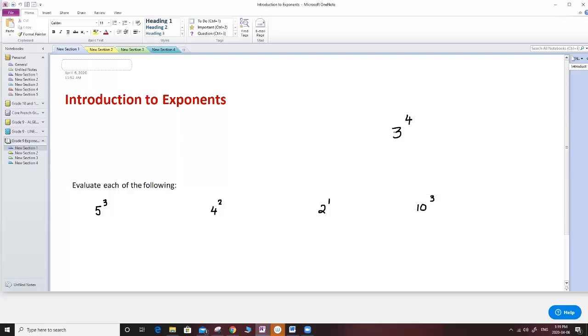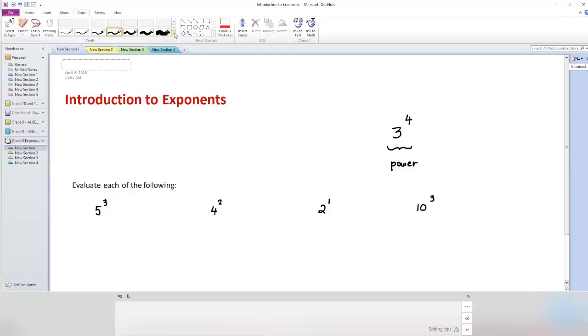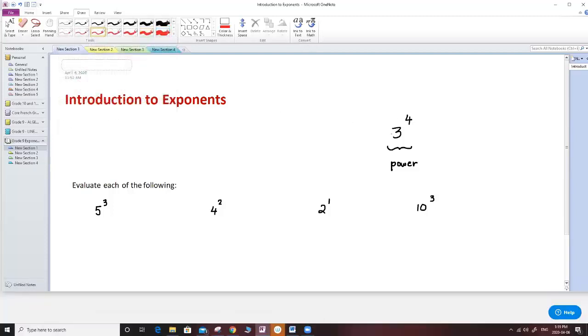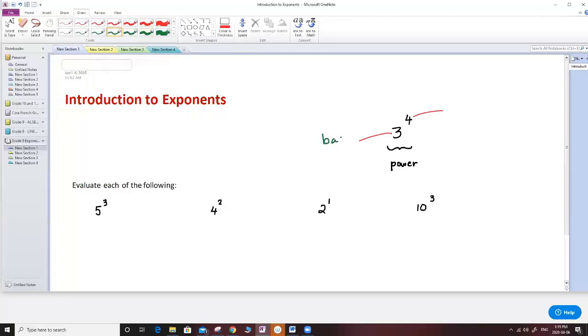As you can see here, 3, and there is a small 4 on the top. We call that 3 to the power of 4. So all of this we call a power, 3 to the power of 4. However, if I want to get the information about only 3, and only 4, we call the 3 the base, and we call the 4 the exponent.